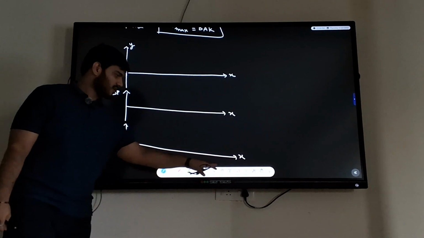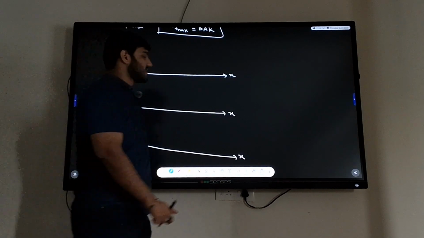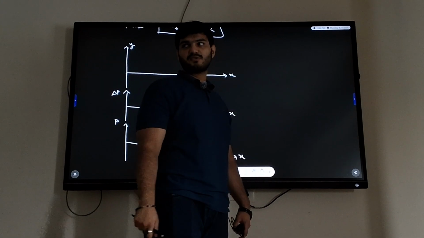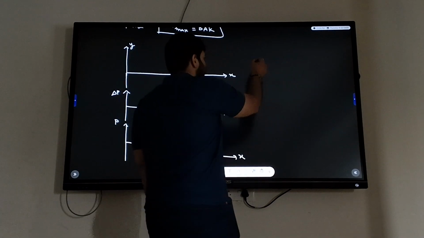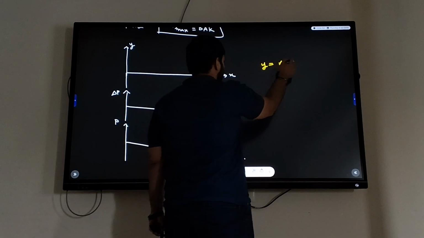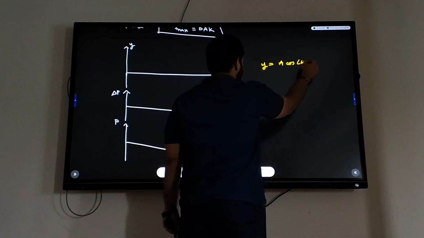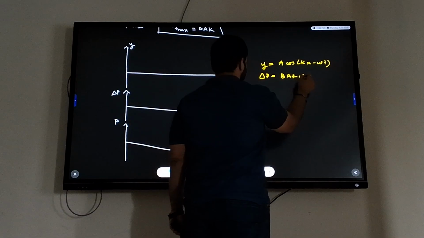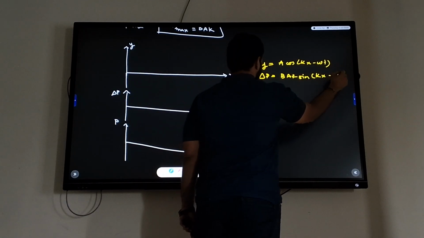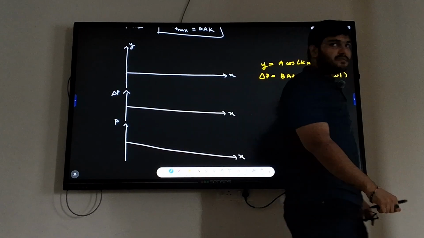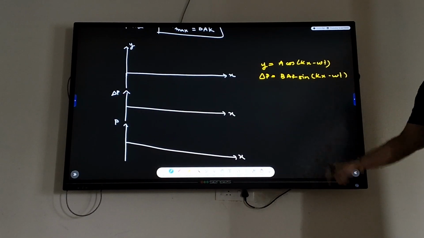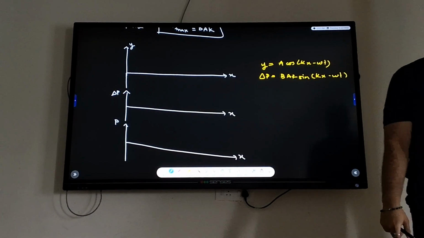Actually, even before all of this, I should ask this. Let me write 2 equations and then you tell me what's the same thing and what's so different about the 2 equations. Okay. So y is equal to a cos(kx minus omega t) and delta p is equal to BAK sin(kx minus omega t). I have these 2 equations. What is different between these 2 waves and what is same about these 2 waves? Tell me.